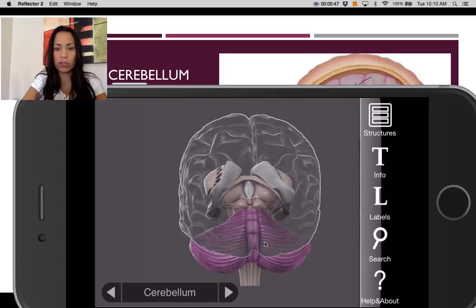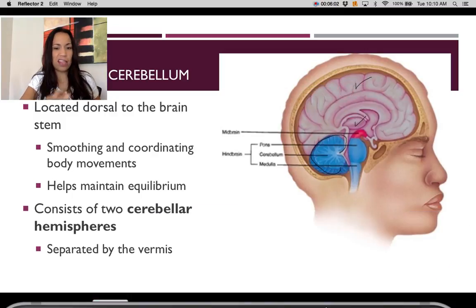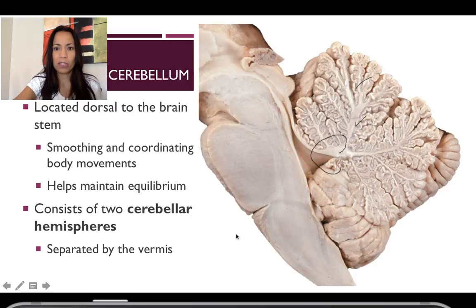cerebellar hemispheres, just like the cerebrum. But instead of being divided by a fissure, like in the cerebrum, this is divided by a piece of gray matter that is called the vermis. Okay, so that's the location and the gross anatomy of how the cerebellum looks.